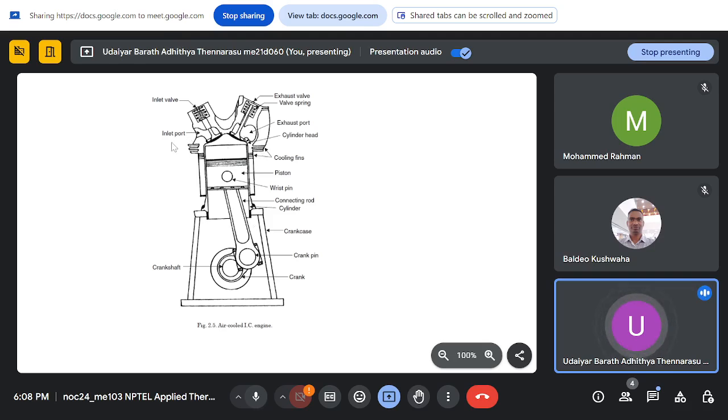And these fins are there because this is an air cooled internal combustion engine. When the vehicle is moving, you have air coming in, and you use that high velocity air to cool the engine. In the case of a water cooled internal combustion engine, you will have openings or jackets in the engine through which you pass water to cool the engine.